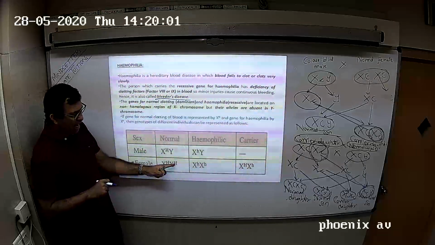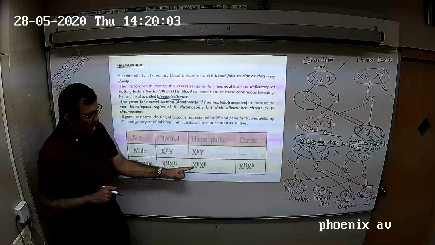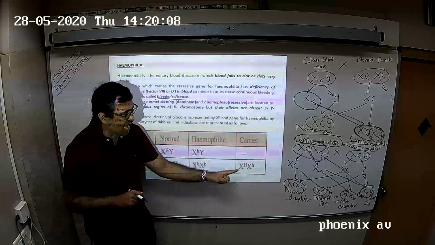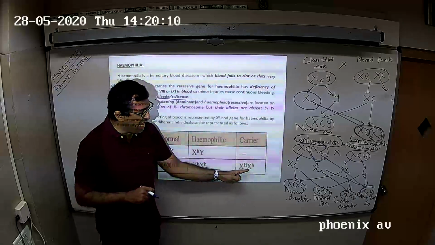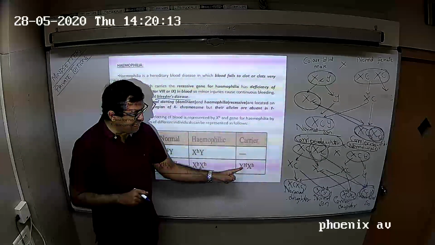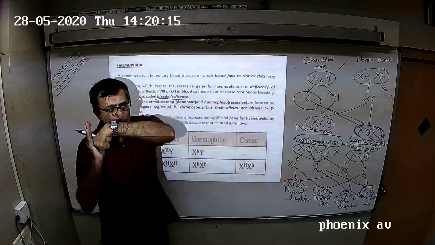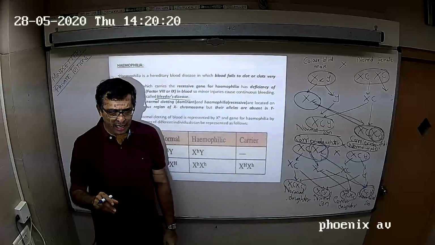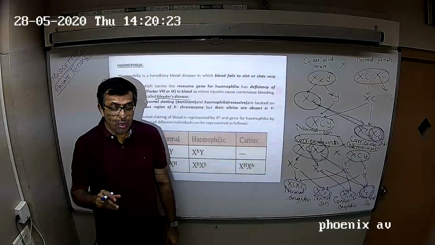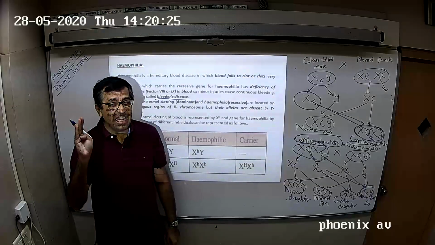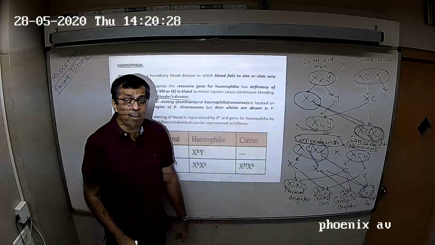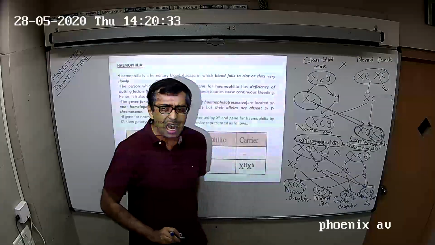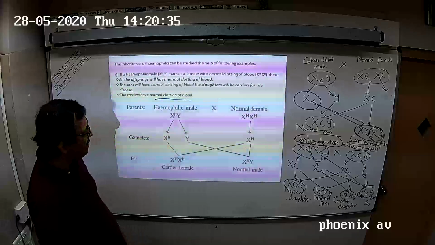Female: X capital H will be normal, X small h will be hemophilia, and X capital H, X small h will be a carrier. So in X capital H, capital H is dominant and X small h is recessive, so she will have clotting factor 8. So she will not have hemophilia, but she is carrying the X small h gene in her, so she has become a carrier. And you will get exactly the same, a criss-cross inheritance.